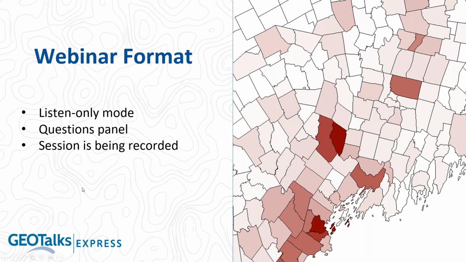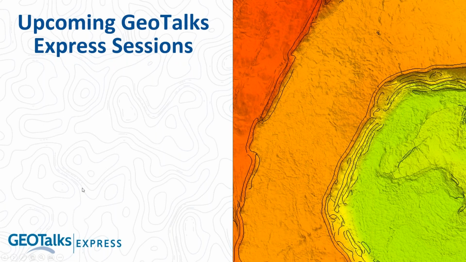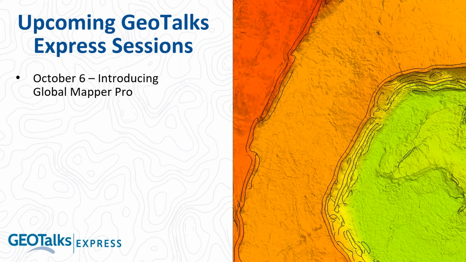So you want to tell us about some of our other upcoming webinars, Mackenzie? Absolutely. As Kat said, this is part of an ongoing series of our GeoTalks Express webinars. Next week, we have a partner to this week's webinar. This week, we'll be talking about new features in Global Mapper version 23. And next week, we'll be introducing Global Mapper Pro, the next step in development of Global Mapper with some really exciting new tools and functionality.